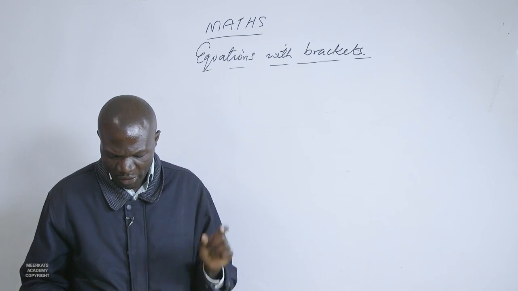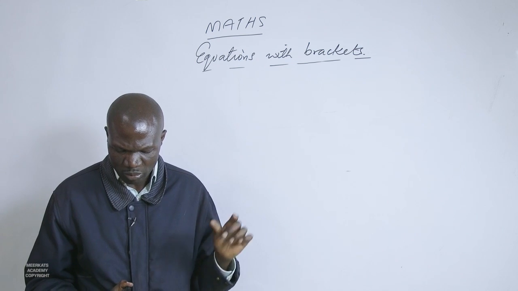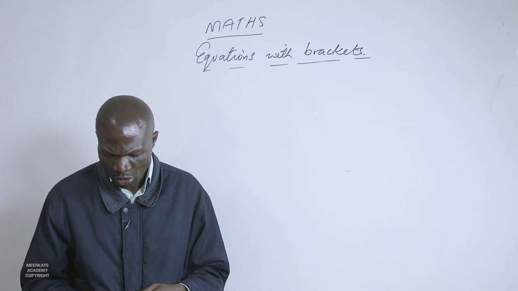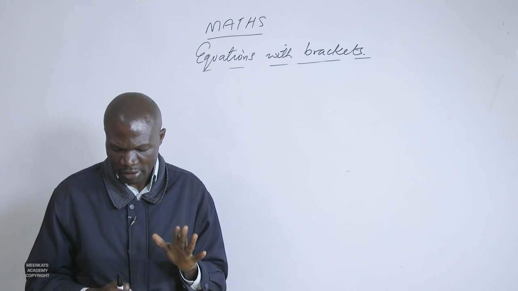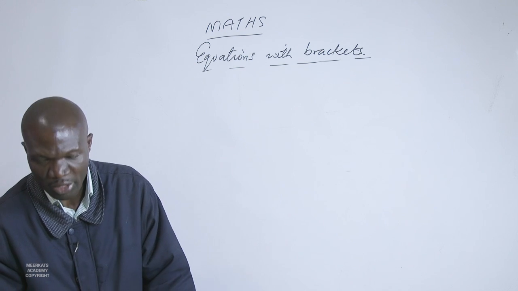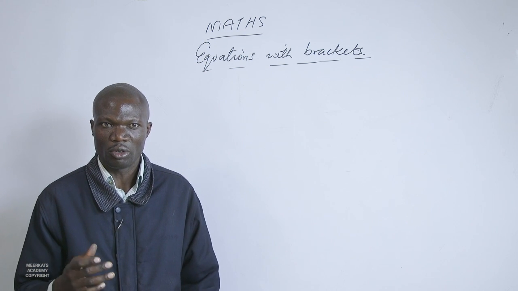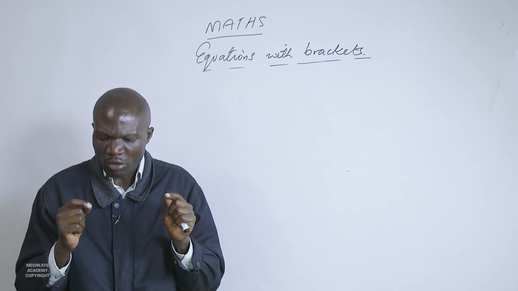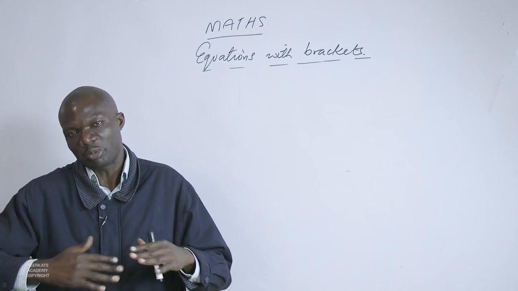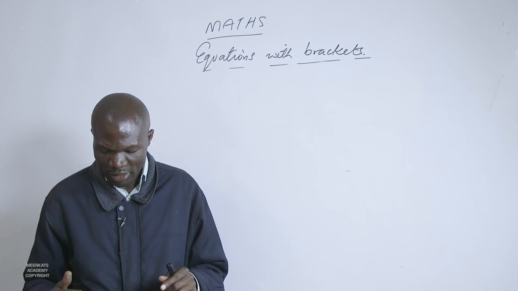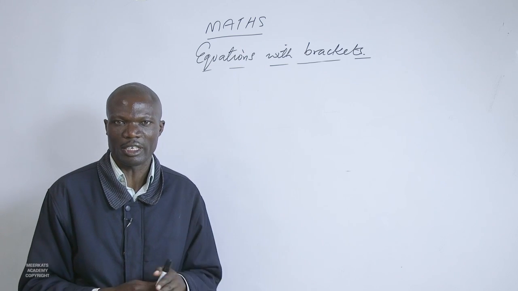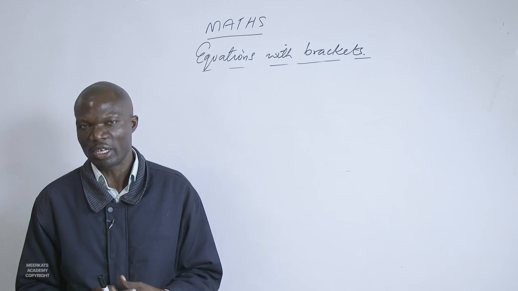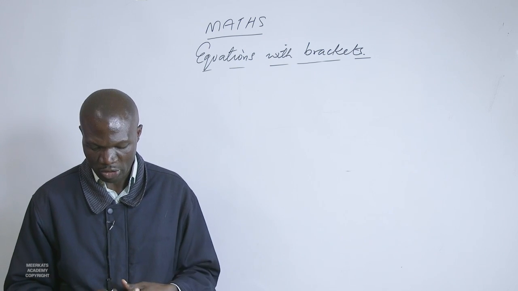The last thing we need to know when dealing with equations with brackets is that those equations which involve brackets can be solved first by expanding and then collecting like terms. You expand those brackets, and after expanding, you go ahead and collect the like terms. You have already seen how to expand using the distributive law, and we are going to look at various exercises right now.